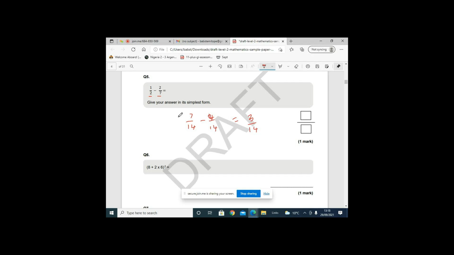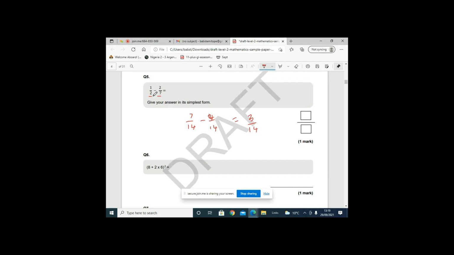Why is it common? Because 2 goes into 14 and 7 goes into 14. Because they are multiples. You have 14 in the 2 times tables. You have 14 in the 7 times tables. That is it. So that's why we have to make sure that they have the same denominator. So from there, we can now add it together.